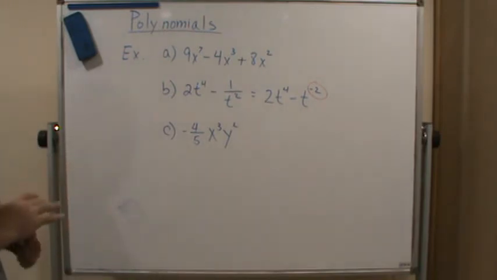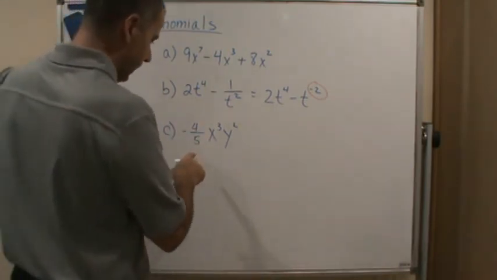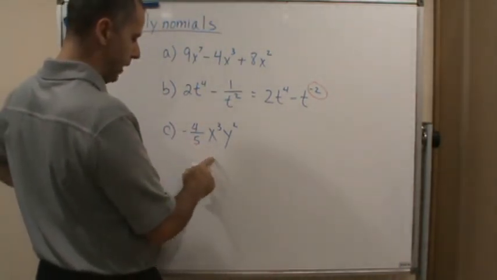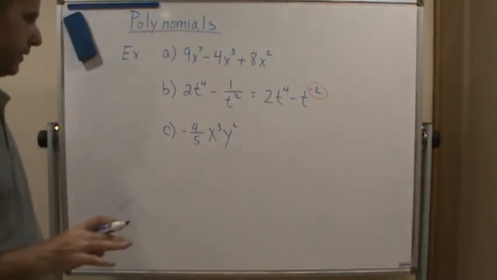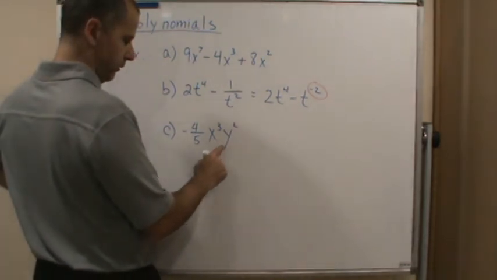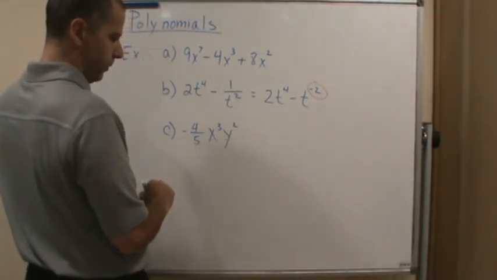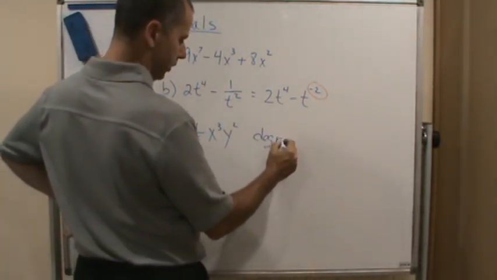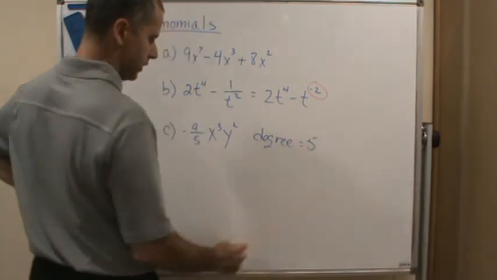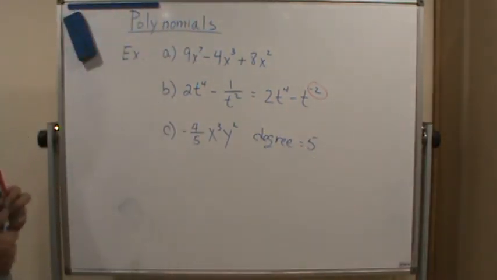Okay, now, what about the next one? The next one is a monomial, right? This is a monomial. And what's the degree? Now, remember from the last video, how do we find the degree if there are multiple variables here with exponents? We add. So the degree of this monomial is 5. We add the exponents. Okay? That's it. So that's an example of classifying polynomials. See you next time.